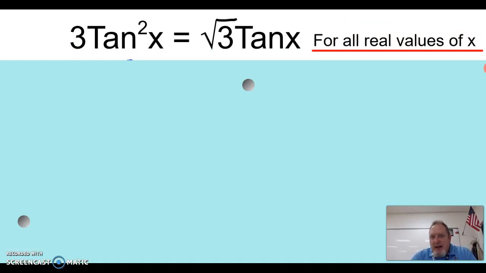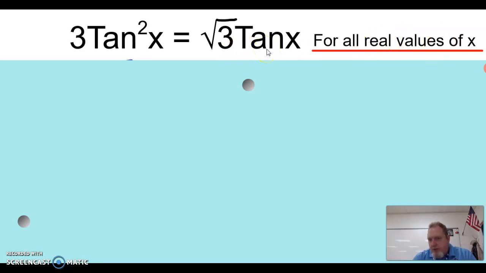One last caveat that they can make here. So we've had first quadrant or principal values. We've had 0 to 2 pi, we had 0 to 360. Now this one says for all real values. So that means forever, not just from 0 to 360, but to infinity. So how do we take care of all real values?